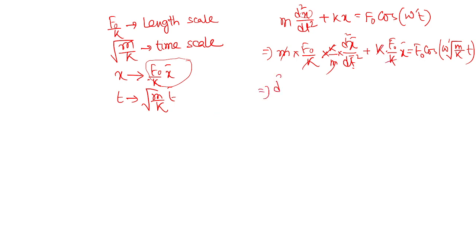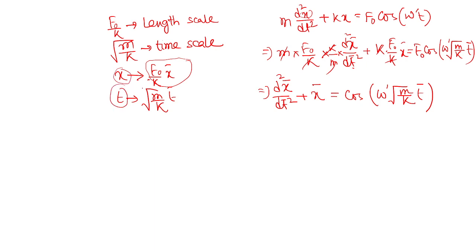So we are left with this equation: d2 x bar by d t bar square plus x bar is equal to cosine of omega prime root under m by k t bar. So this x bar and t bar are different from our initial x and t. Our initial x and t have dimensions of length and time, but x bar and t bar are pure numbers. So this is just a simple differential equation.